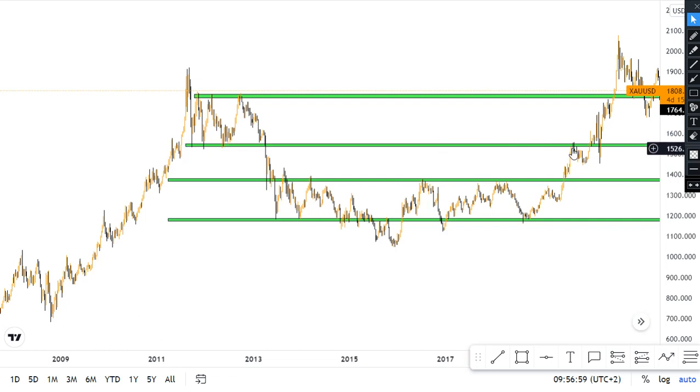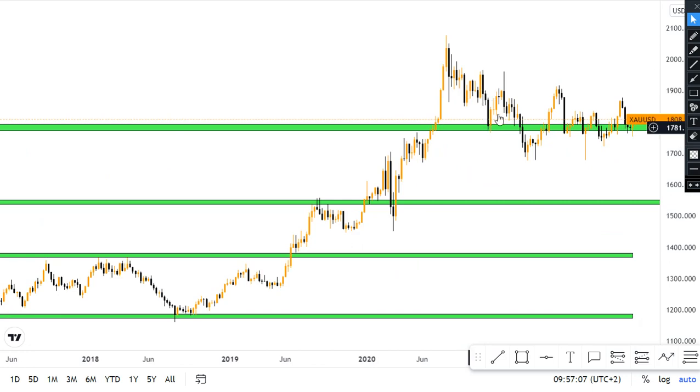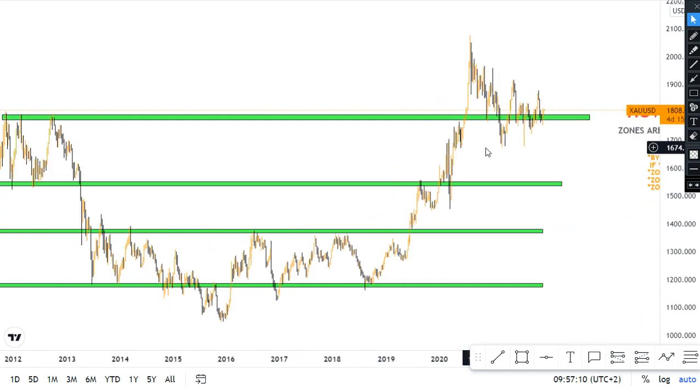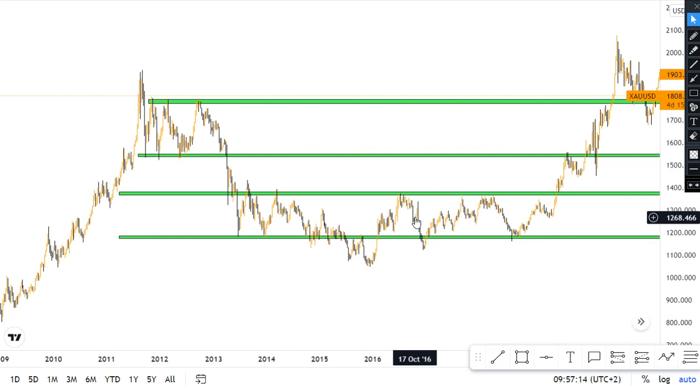You see how price when it got here, it reacted. You see how price when it got there, it showed to be failing, but eventually it broke above. But after it broke above, it came to support, right? It's just a level where price has potential to either reverse or react.